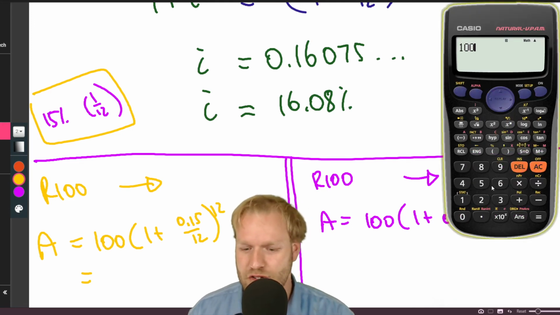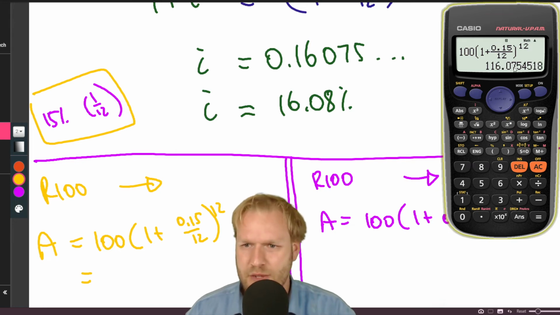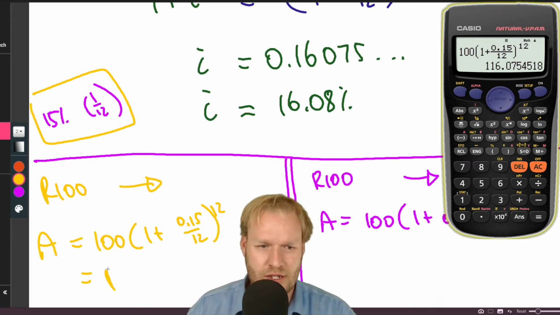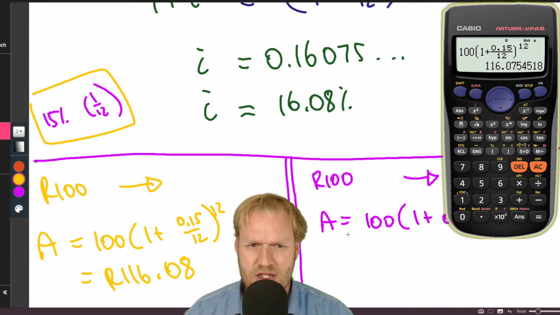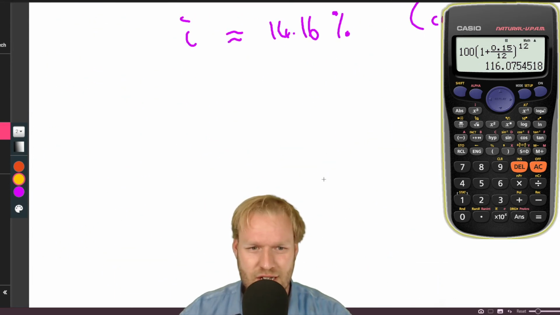There we go, 100 times 1 plus 0.15 over 12, to the power of 12: 116.08. Okay, so it did actually work out. If we invested at 16.08% compounded annually or 15% compounded monthly, we'll get the same amount out. Okay, cool. That was interesting enough to see.